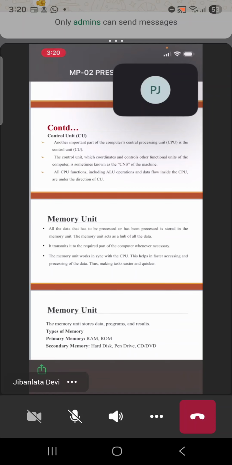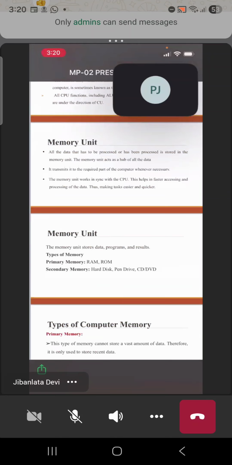The processing is being controlled by the control unit. So all the CPU functions, including the ALU operations and data flow inside the CPU, are under the direction of the control unit. The whole process is being controlled by this unit.